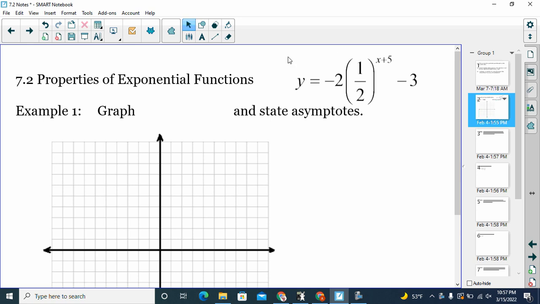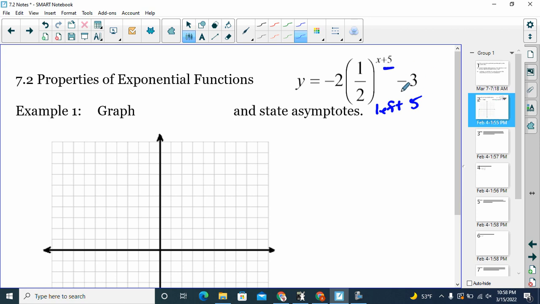We're going to do it very similar to how we did exponential graphs in 7.1, but we do need to translate. And translations work the same way they have all year. The thing next to the x, in this case the plus 5, indicates the horizontal translation. And it's kind of opposite of what you would think. Plus 5 means left 5.